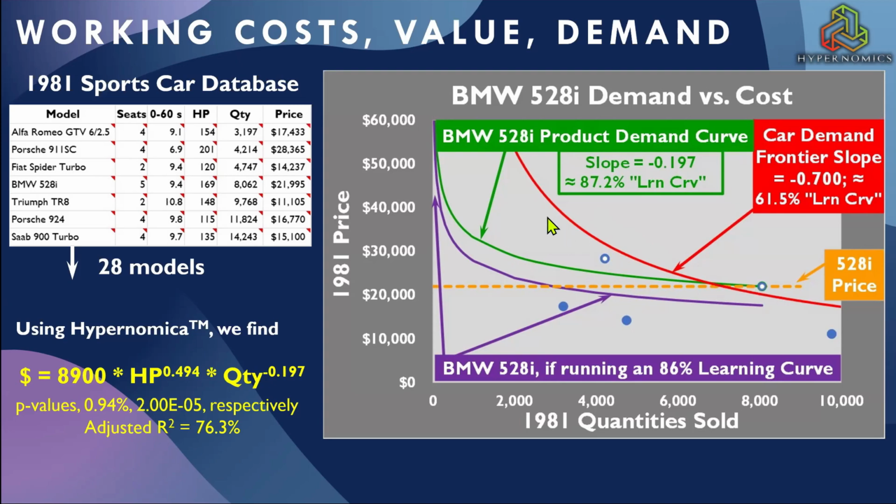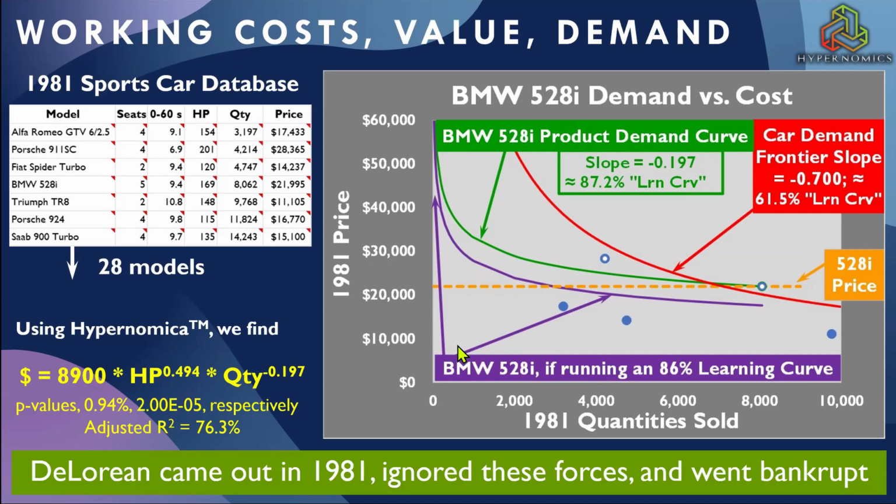But this is the demand frontier of the entire market, and it approximates a 61.5% learning curve. The slope of their product demand curve approximates an 87% learning curve. And here what we've shown is if BMW had an 86% learning curve, they're making this amount. Now, of course, if their learning curve was steeper, which is to say if that number was lower, this difference would be greater. If they had a flatter curve than that, then they're starting to either run out of profit, and eventually this curve can intersect this curve here. That would be the end of the program.